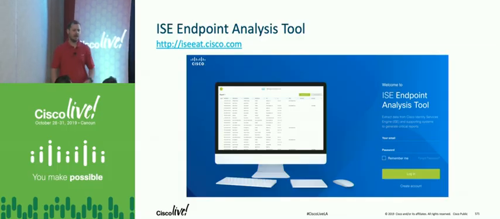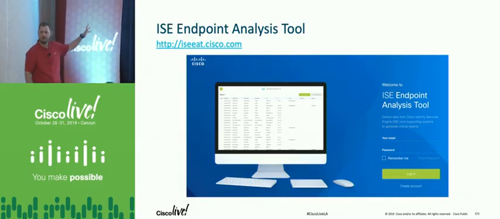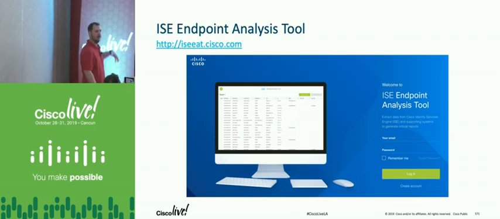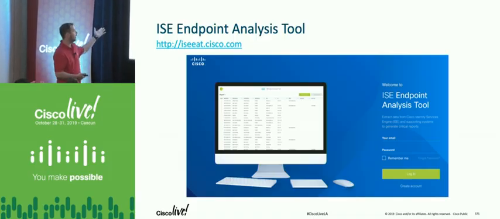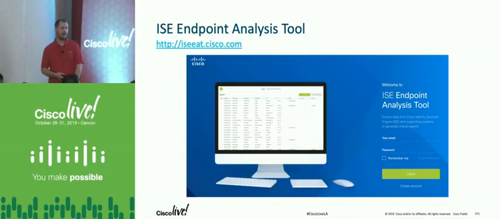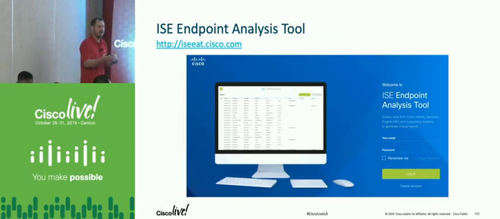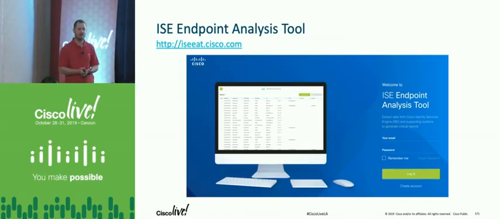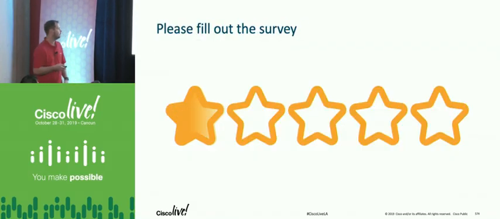One last plug, if you haven't seen the endpoint analysis tool, it's a free tool that you can use that helps with profiling and helps your profiling deployment. So you can go to eat.cisco.com and sign up, and you're able to actually link it up with your ISE data, and it will help you look at the profiled endpoints and help you manage unknowns a little bit better.